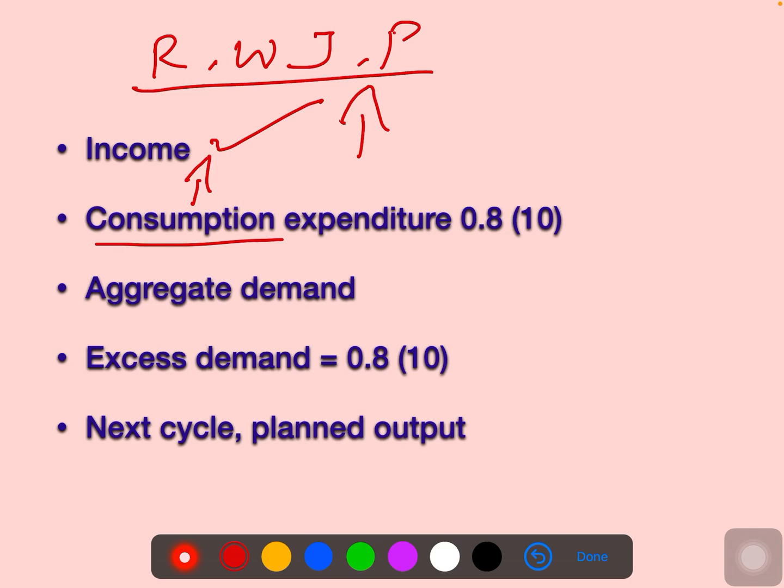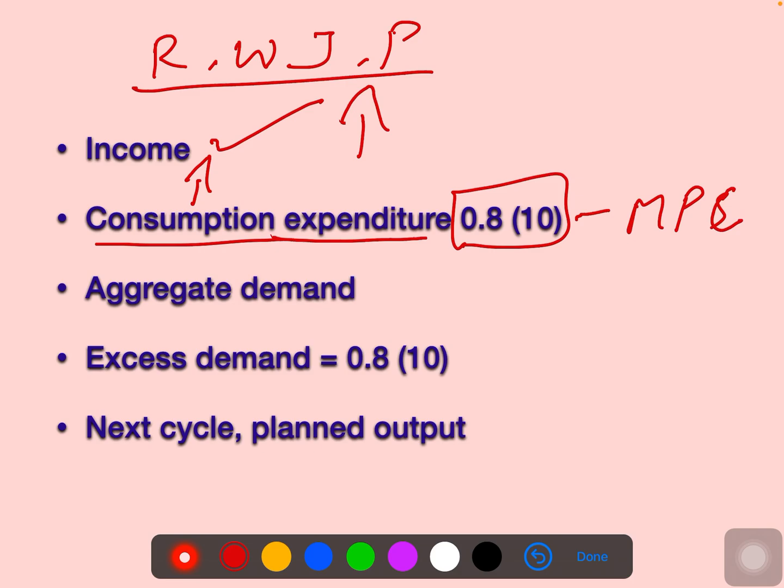My income got increased, so I'm going to spend a lot of money. That's called consumption expenditure. This number is nothing but MPC. Marginal propensity to, sorry, it is MPC.